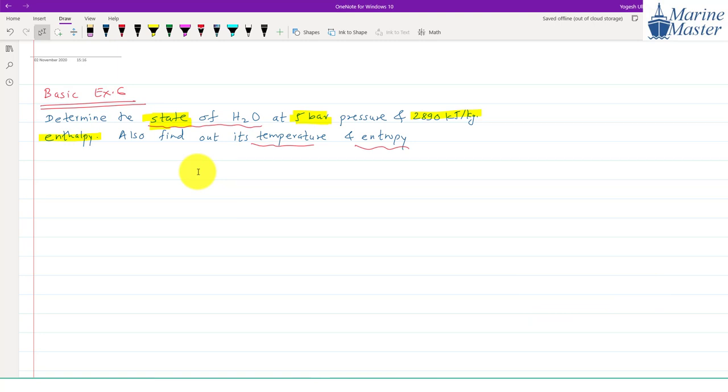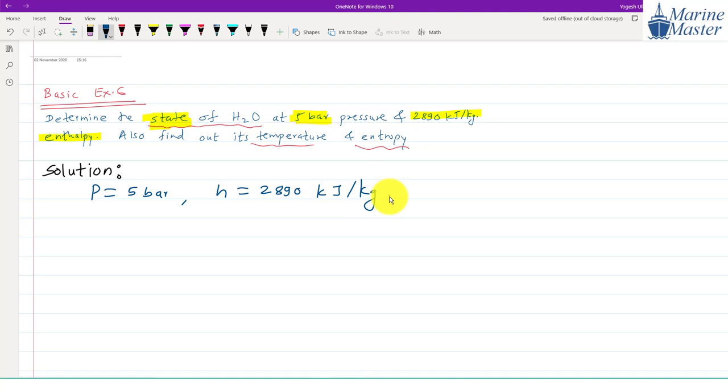Now in this question, what are they asking us? First of all, they are asking us the state. The pressure of H2O is 5 bar, and they have given us an enthalpy of 2890 kilojoule per kg. Before going further, we are going to write down the given things. Pressure is 5 bar and enthalpy is 2890 kilojoule per kg.